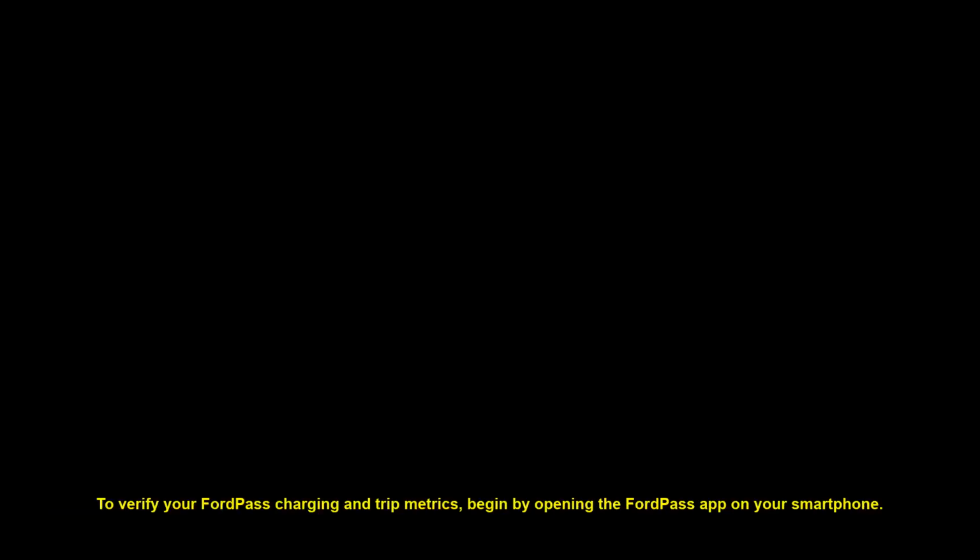To verify your FordPass charging and trip metrics, begin by opening the FordPass app on your smartphone. Log in with your FordPass account credentials. Once logged in, navigate to the home screen of the app. Find the vehicle in question from your list of registered vehicles. Tap on the vehicle icon to access its detailed information.